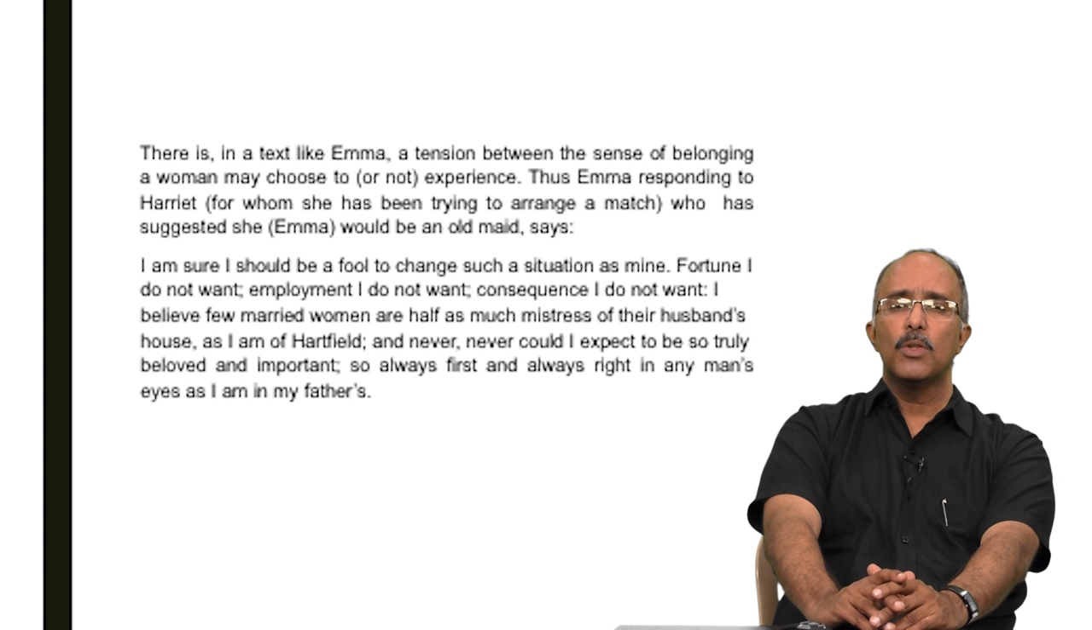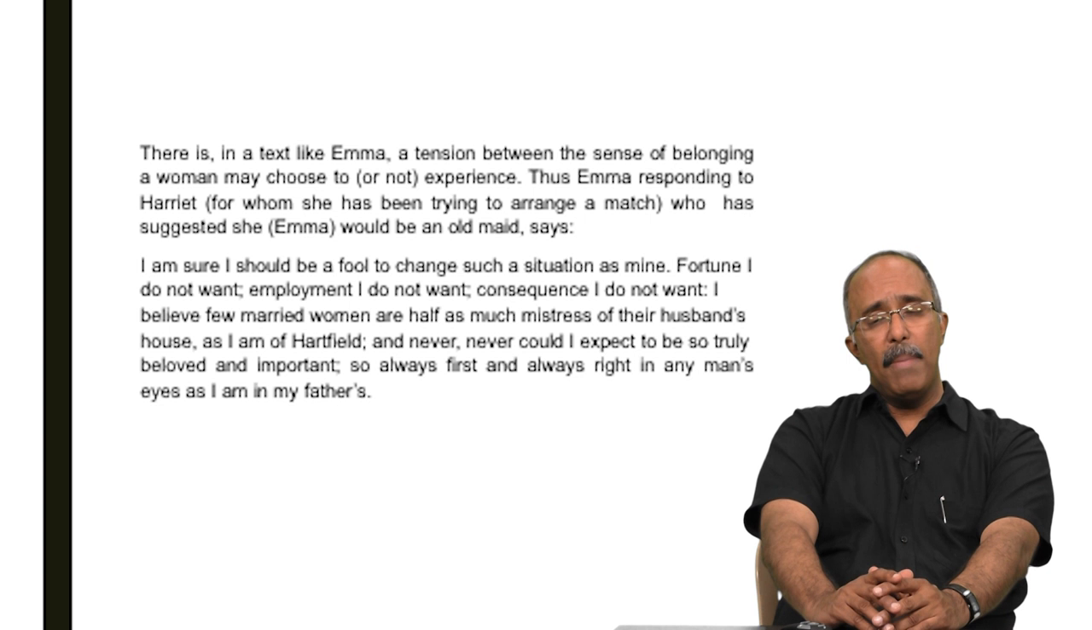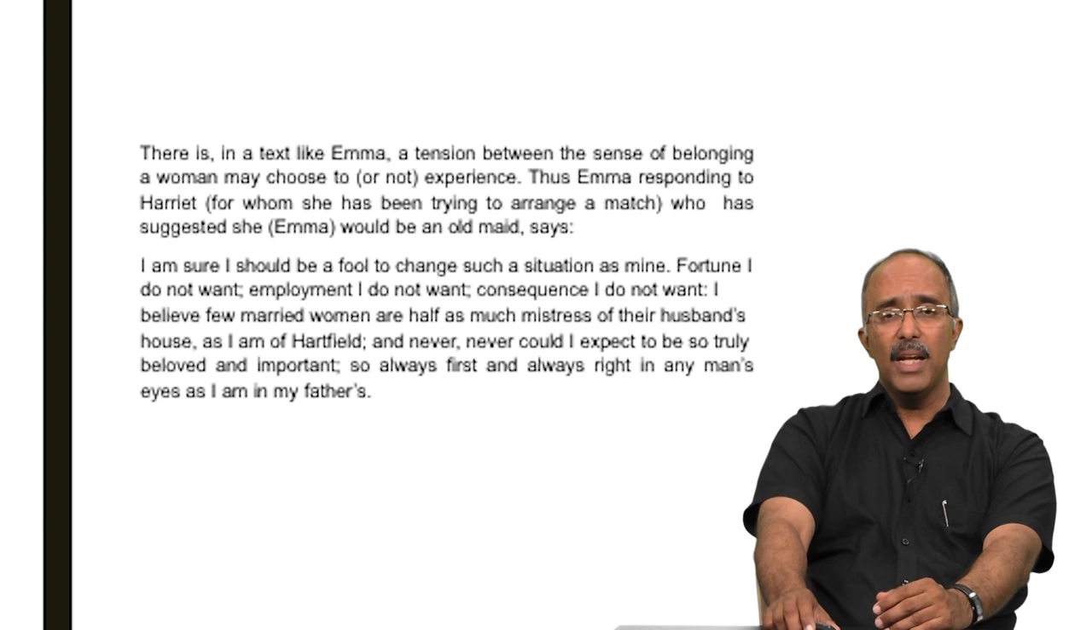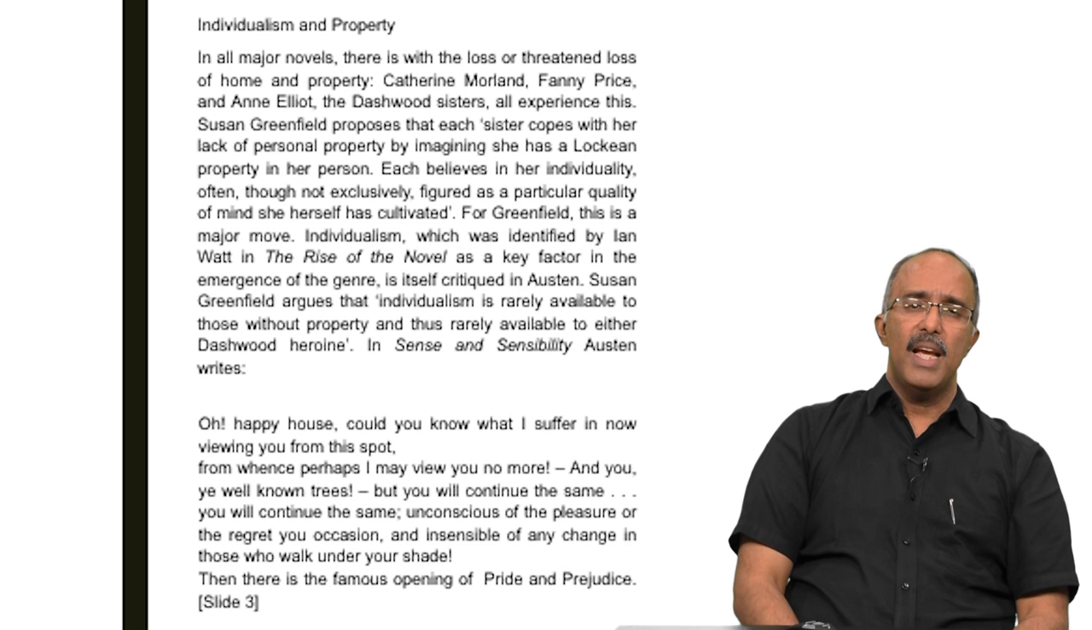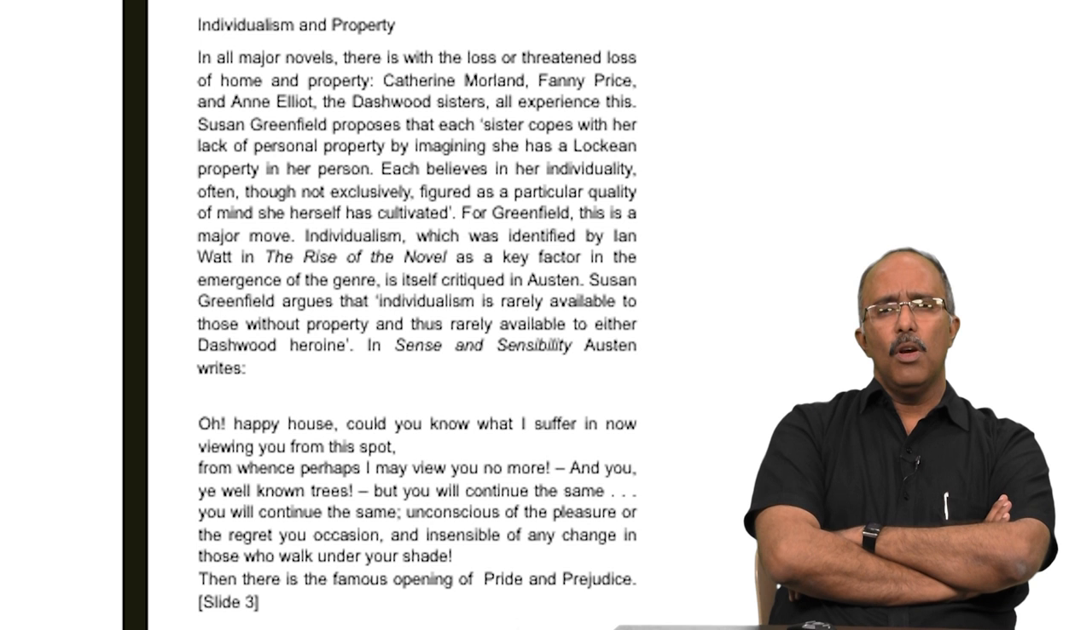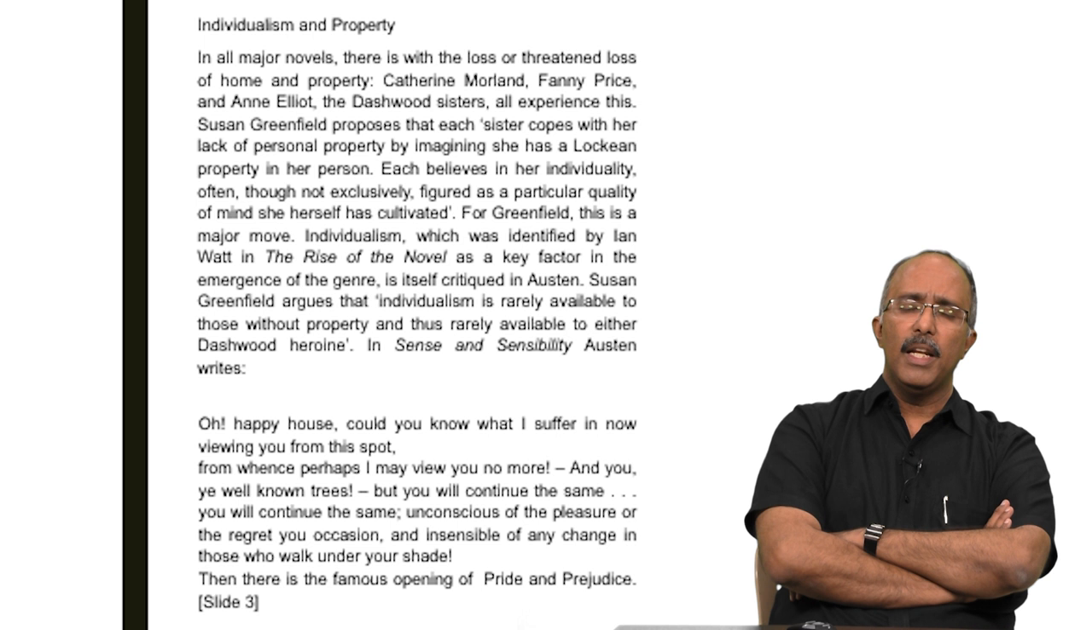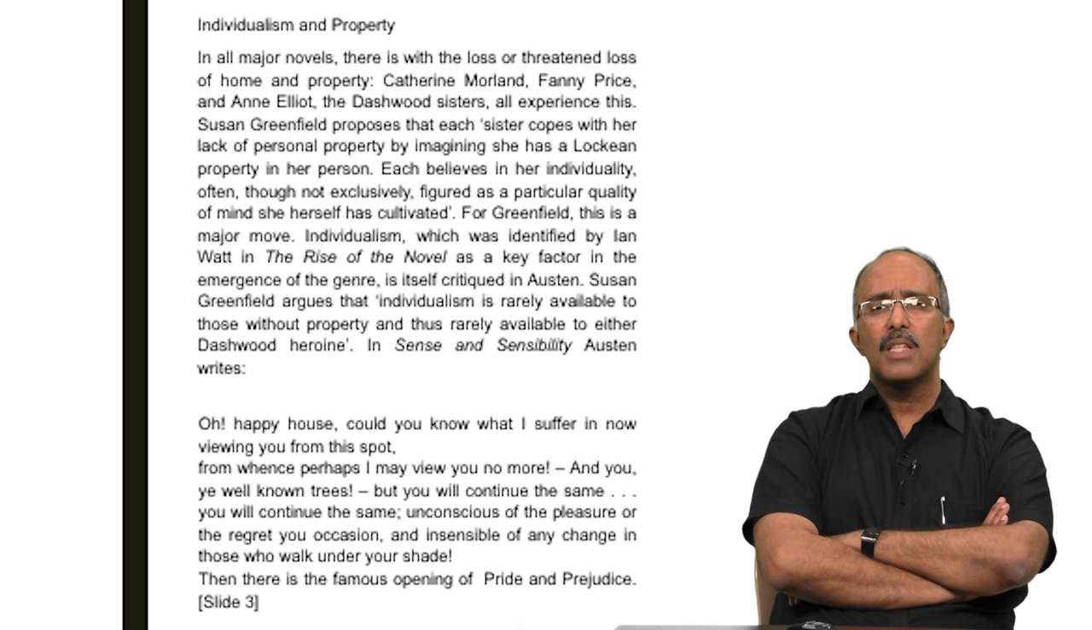That is, she's saying she does not want to abandon her spinster status because she has more power over the house than anybody else. This question of the power of the house and property is central to many Jane Austen texts. And that brings us to our next theme, individualism and property. In all major Austen novels, there is the loss or the threatened loss of home and property. Catherine Morland, Fanny Price, Anne Elliot, the Dashwood sisters, all of them have experienced some kind of threat to this ownership of property that they may have.